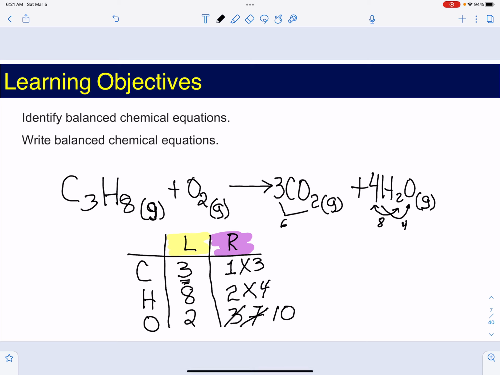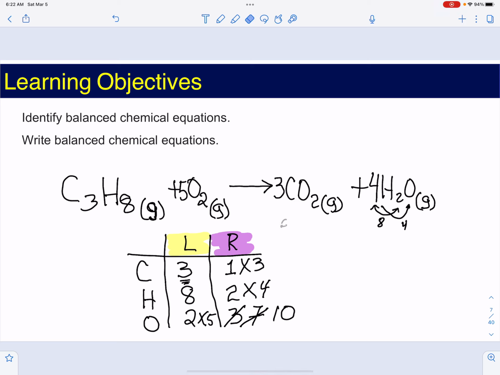Now I'm gonna have to multiply on the left side. So the 2, I'm gonna multiply it by 5. So wherever I have oxygen on the left side, I'm gonna multiply by 5, so which means I'm gonna put a 5 there. And that should be a balanced equation. So let's check it again.